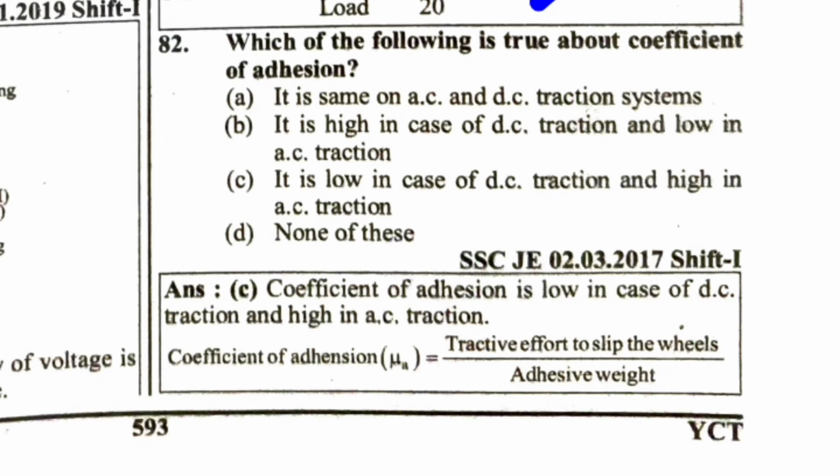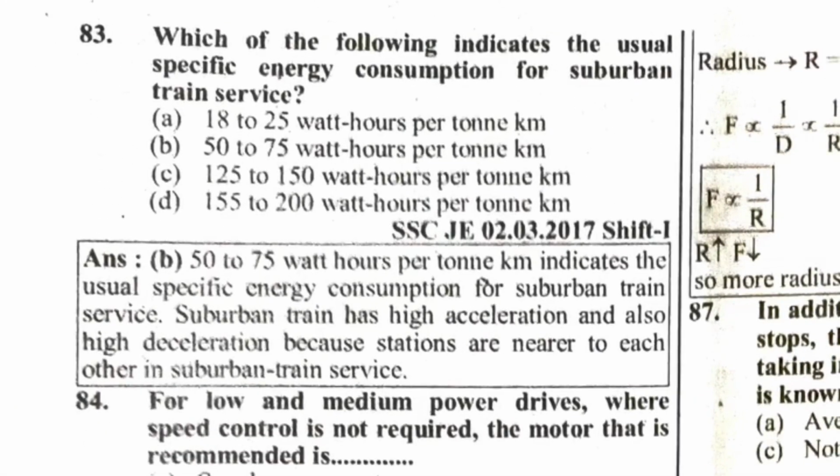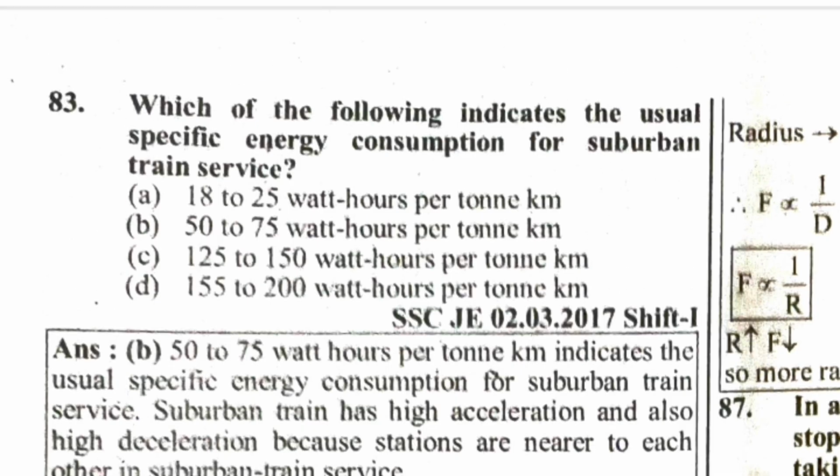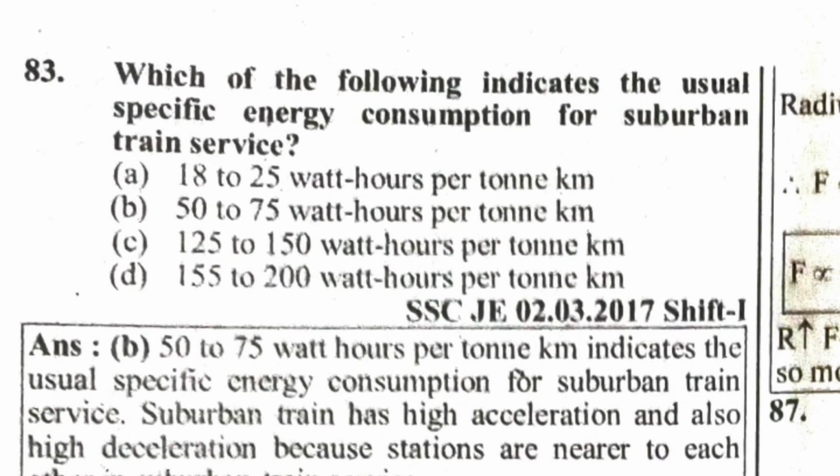Which of the following is true about coefficient of adhesion? It is low in case of DC traction and high in AC traction. Which of the following indicates the usual specific energy consumption for suburban train services? 50 to 75 watt-hour per ton kilometer. Usual specific energy consumption for suburban services is 50 to 75 watt-hour per ton kilometer.